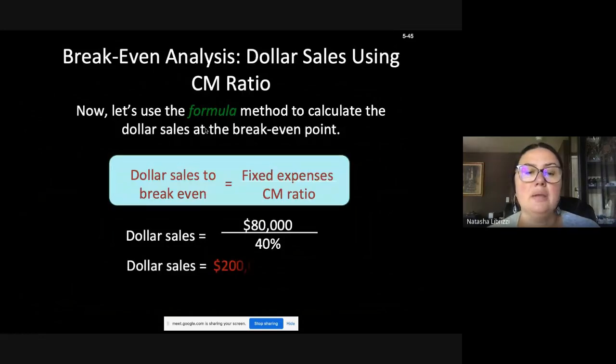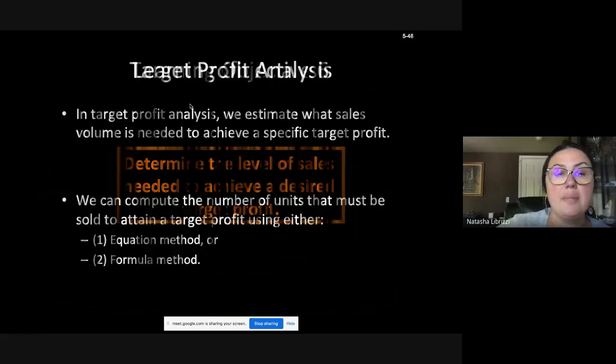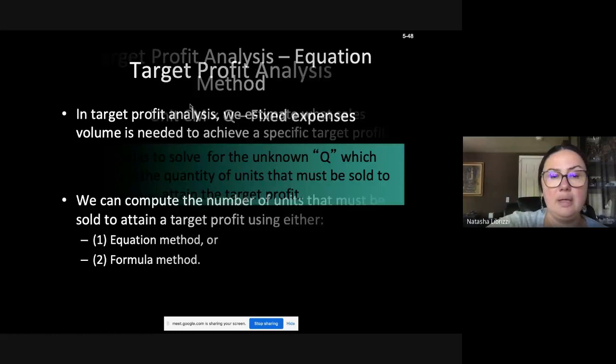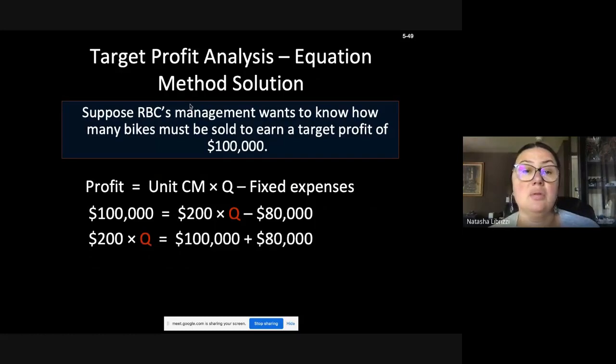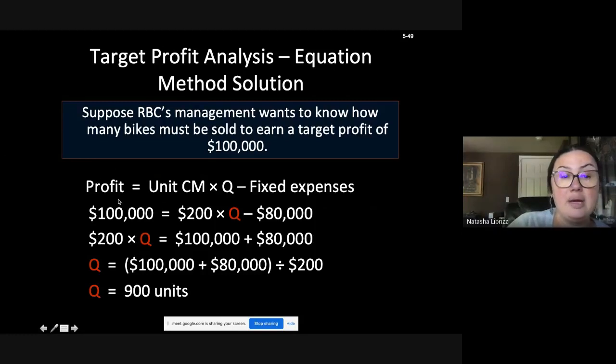All right. For dollar break-even point sales, you can do your fixed cost divided by your percentage, and you get your $200,000. Okay, now we can plan for target profit. We planned for break-even, that's 0. But what if you want to make some money? Suppose RBC management wants to know how many bikes they need to sell to get a target profit of $100,000. So instead of the 0 we used for break-even, we're going to plug in 100,000 here.